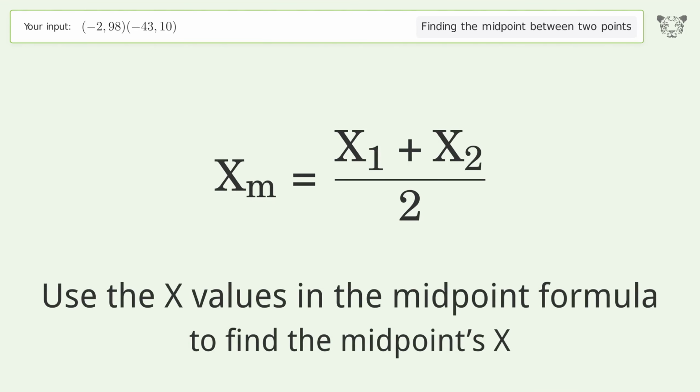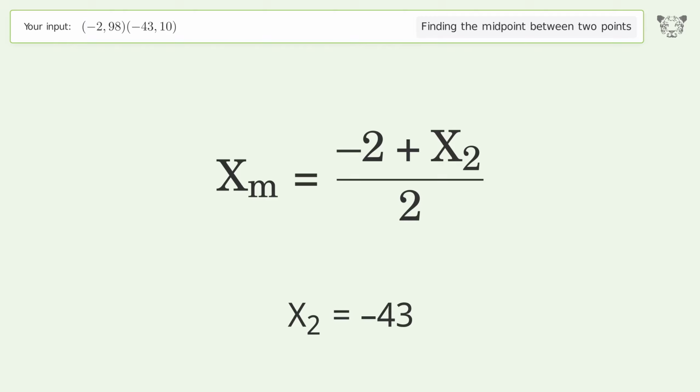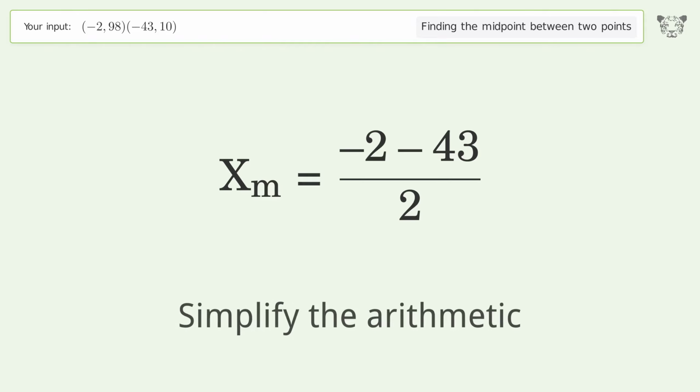Use the x values in the midpoint formula to find the midpoint's x. x1 equals negative 2. x2 equals negative 43. Simplify the arithmetic.